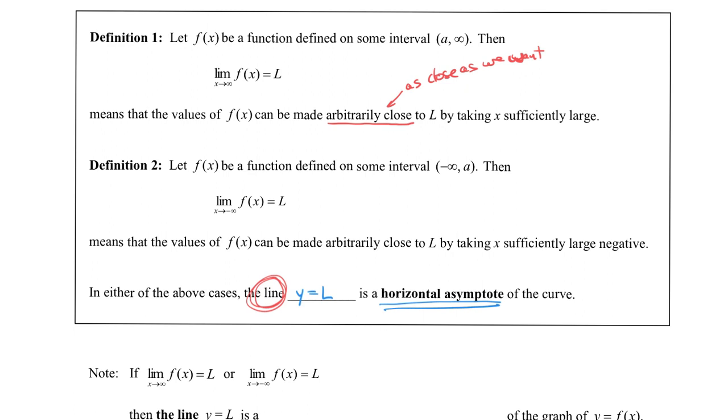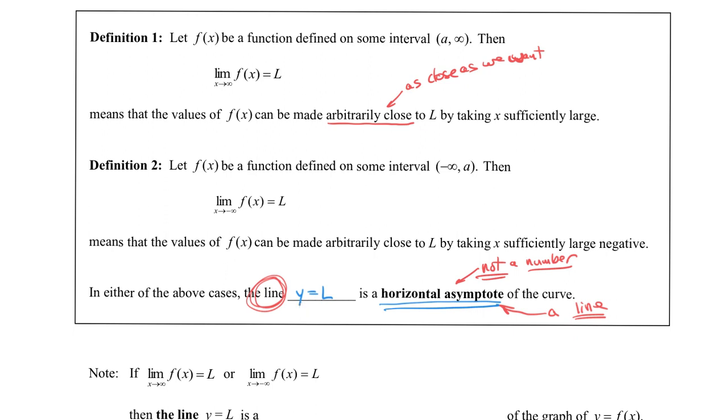A horizontal asymptote is not a number. It is a line, right? A horizontal line. It's not a number. So we need to make it look like a line y equals L. Just to make this more clear, it sounds really picky, but a horizontal asymptote is not only a line, it's a horizontal line. So our answer to the question, what is a horizontal asymptote, will always look like y equals something.